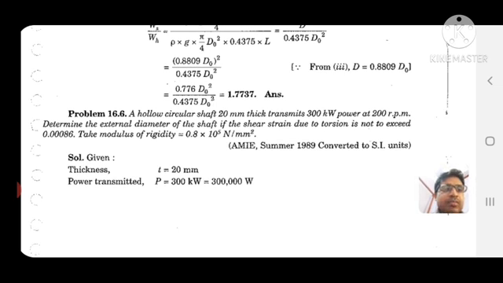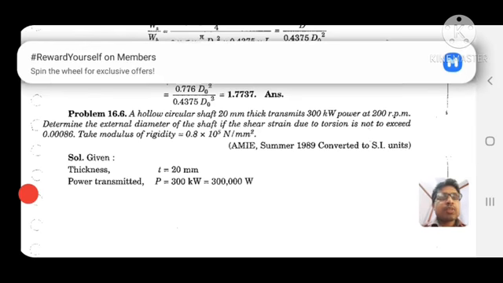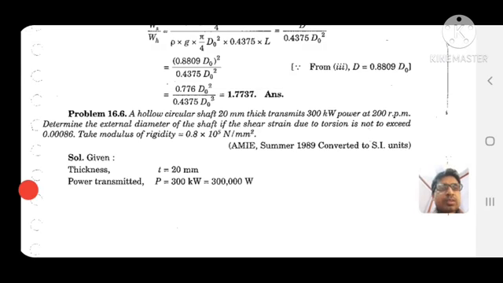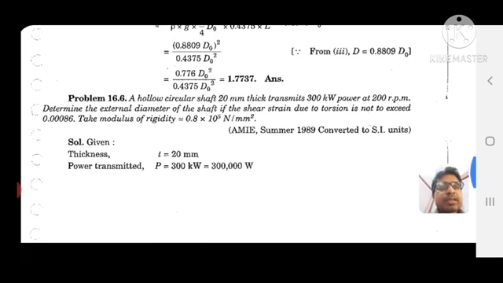Another problem: a hollow circular shaft of 20 millimeter thickness transmits 300 kilowatt power output at 200 rpm. Determine the external diameter of the shaft, if the shear strain due to torsion is not to exceed 0.00896. Take the modulus of rigidity equal to 0.8 into 10 to the power 5 Newton per millimeter square.